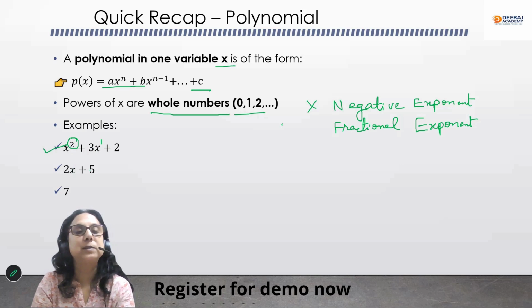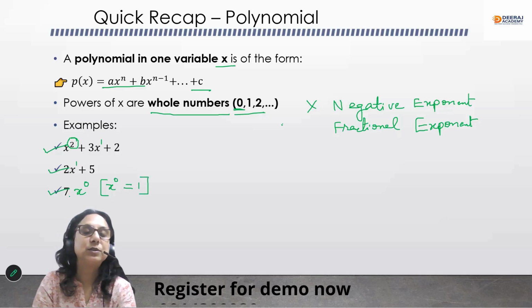2x plus 5, so the power of x is 1, so it's also a polynomial. 7 is a constant, so here the power is 0. The whole numbers start with 0, hence this is also a polynomial. Why is it a polynomial? Because x to the power 0 is equal to 1, so 7 times 1 is 7.